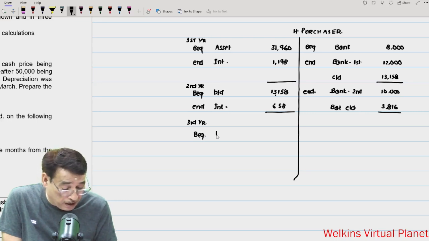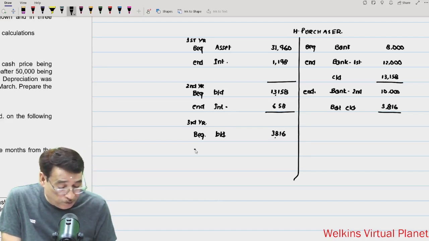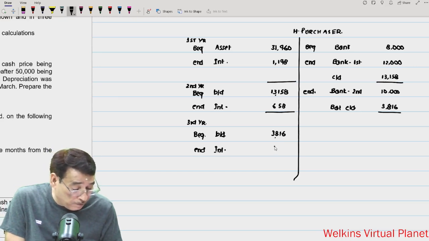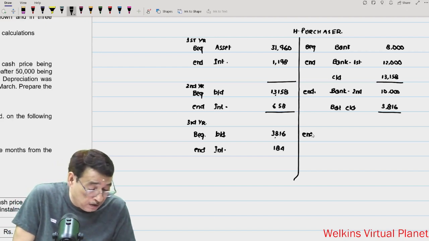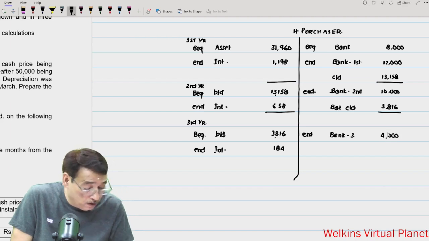In the beginning, the balance brought down we shall write is 3816. Then we will reach the end of the year and pass the entry for interest due. The entry will be hire purchaser account debit to interest account. Then we are going to receive the final installment, bank account debit. The final installment is of 4000. So quite obviously now this account will get closed.